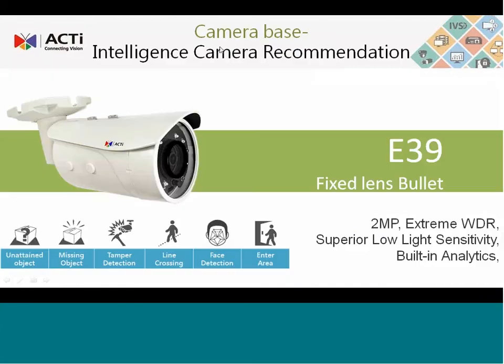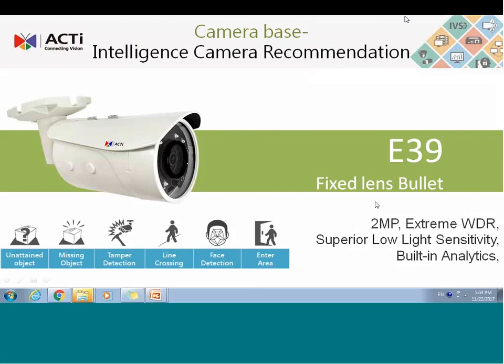And as I just mentioned, we have camera-based and server-based. For camera-based, here we have the E39, which is a fixed lens bullet camera with built-in IVS analytics like unattended object, missing object, tamper detection, line crossing, face detection, or enter area, and you can use these cameras to run one of the algorithms at a time.